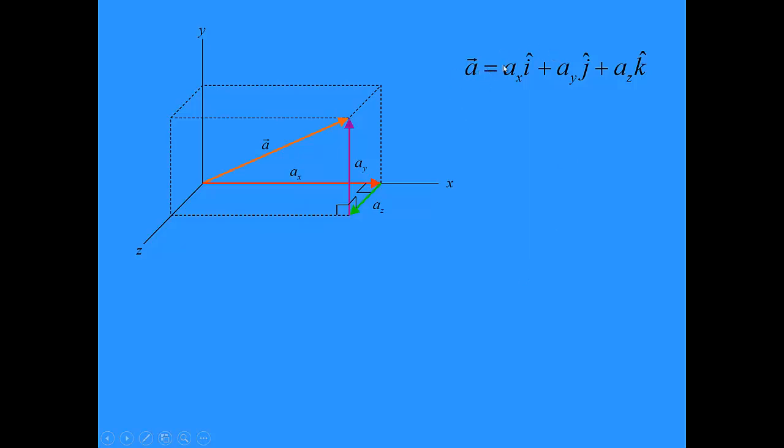Vector A can be written as ax i cap plus ay j cap plus az k cap. Notice the ax, the ay, and the az do not have arrows on them because the direction is inside of the unit vector. This is known as unit vector notation. So this is the vector A written in 3 dimensions: ax i cap plus ay j cap plus az k cap.